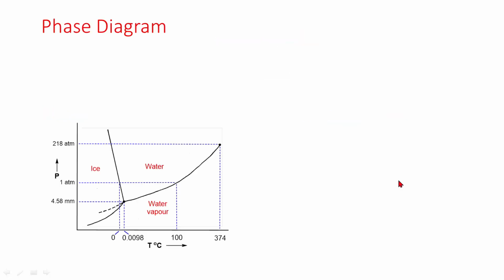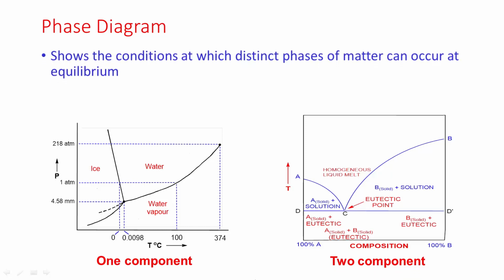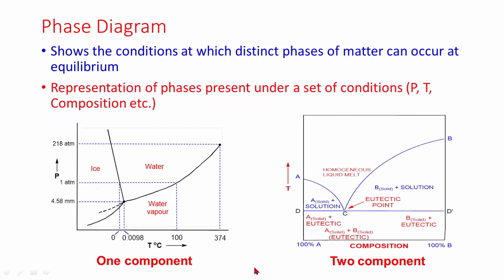What is a phase diagram? This is a phase diagram of one component system. This is the phase diagram of eutectic system, which is a two component system. The phase diagram shows the conditions at which distinct phases of matter can occur at equilibrium. It is a representation of phases present under a set of conditions, that is pressure, temperature and composition.